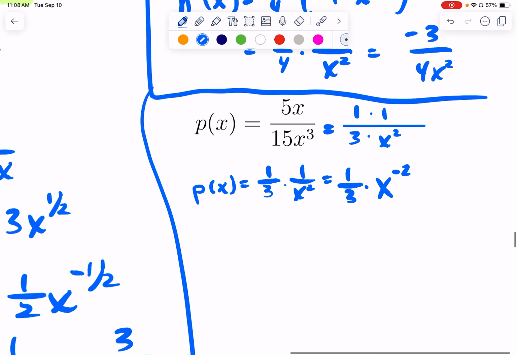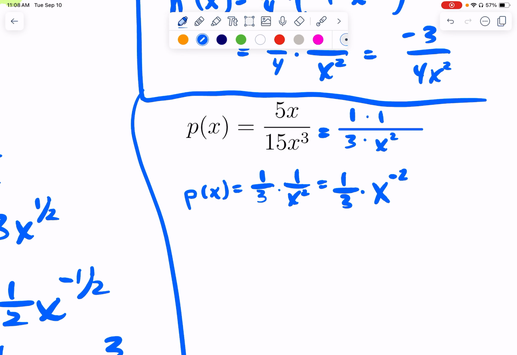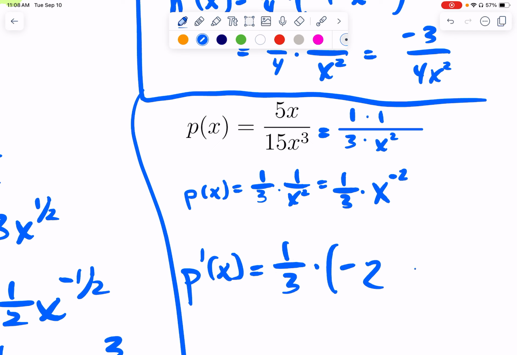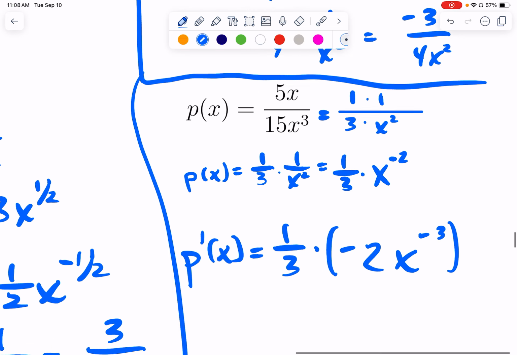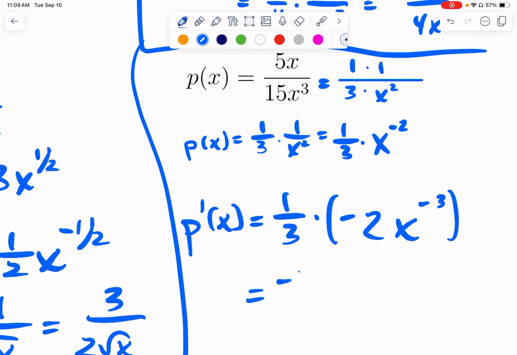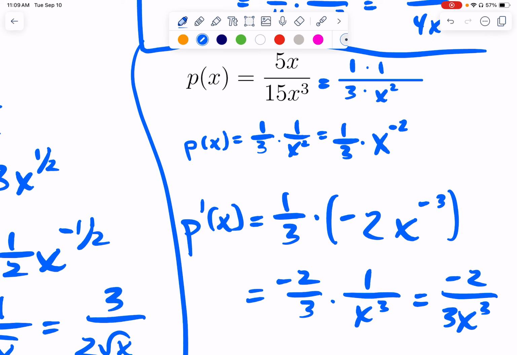So we can write that as 1/3 times x to the negative 2. I do some work at the beginning so that I can write this as just a number times the power of x. So our derivative would be 1/3 times what I get from the power rule. Remember, we are literally subtracting 1 from the exponent. So if the exponent is negative, it becomes more negative. When we simplify this, we have negative 2/3. A negative 3 power means 1 over x to the third, and this would be our simplest form.